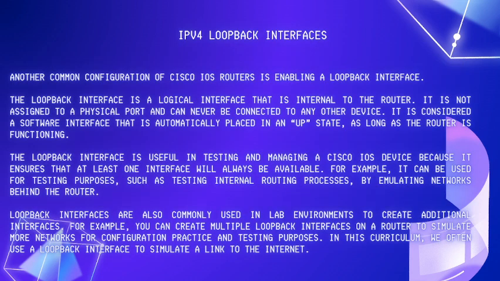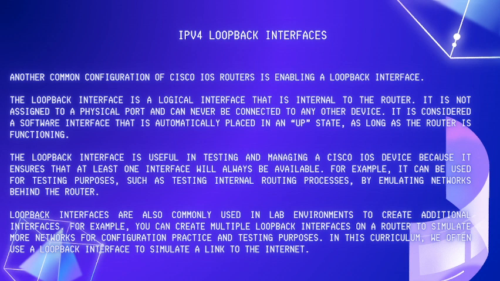So what are the IPv4 loopback interfaces? Another common configuration of a Cisco IOS router is enabling a loopback interface. The loopback interface is a logical interface that is internal to the router, and it is not assigned to a physical port and can never be connected to any other devices. It is considered a software interface that is automatically placed in an up state as long as the router is functioning.